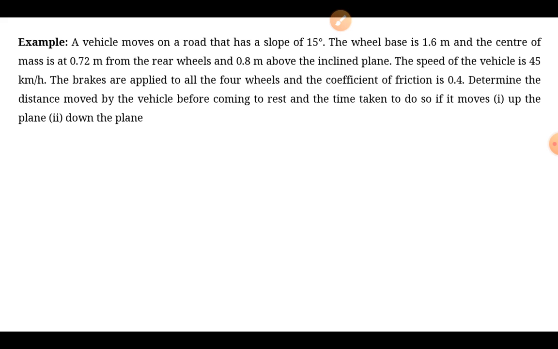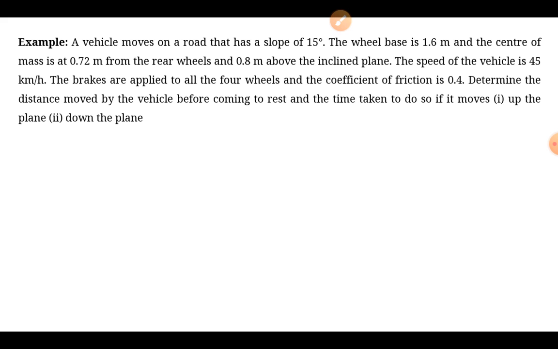So the formula will be the same, and using the same equations of motion you can find the value of s and time, right? Okay, let's see how we can solve. So first let's calculate the value of initial velocity in meters per second. After dividing 45 kilometers by 3600 you will get the value of initial velocity as 12.5 meters per second, right?